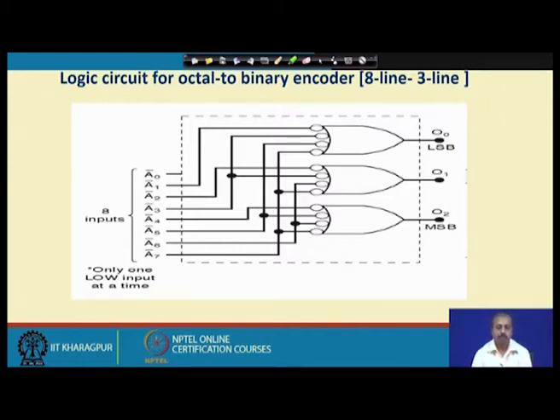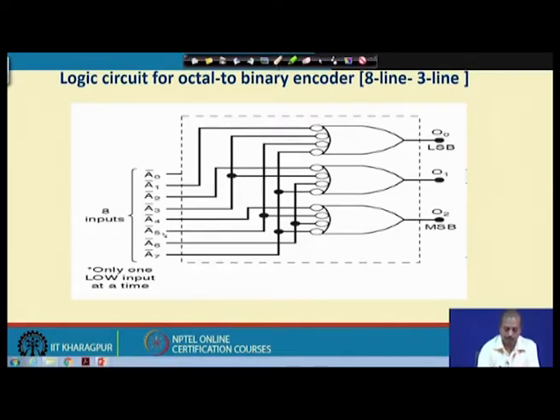So, for 5, for example, the A5 line will be made equal to 0 and all other lines will be made equal to 1. The output will identify which input has been made active, and accordingly it will output the bit pattern. If I give A5 equal to 0 and the rest are all 1, then it is expected that here I will get the bit pattern 101.